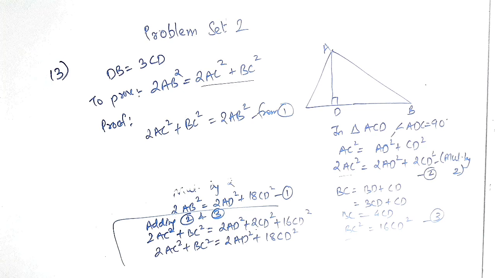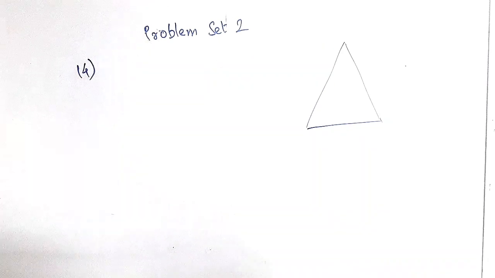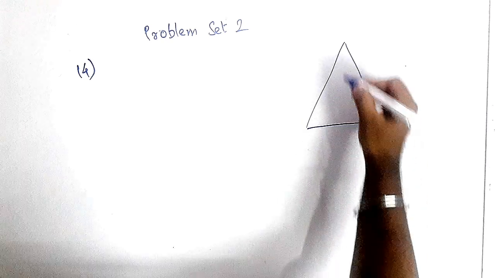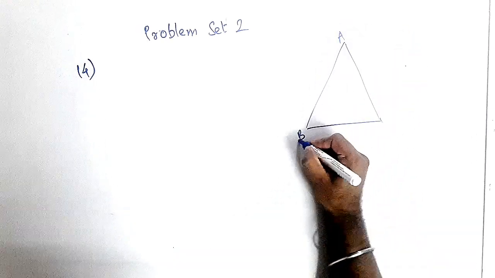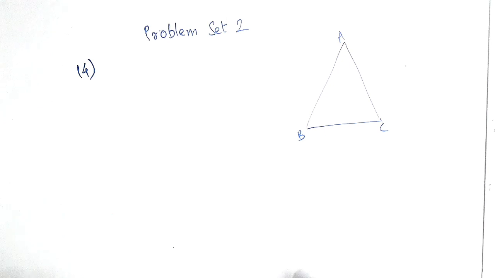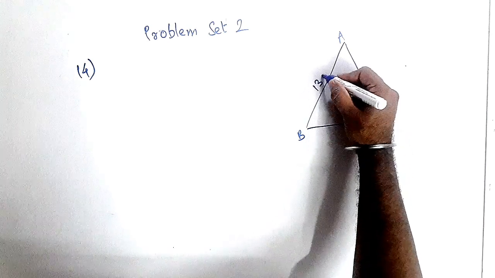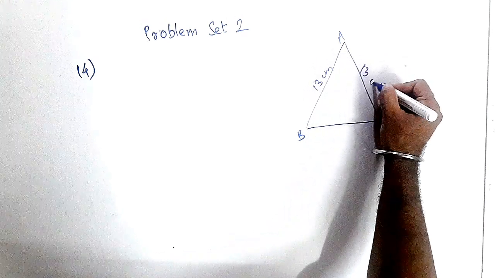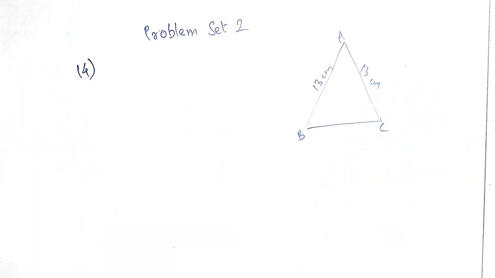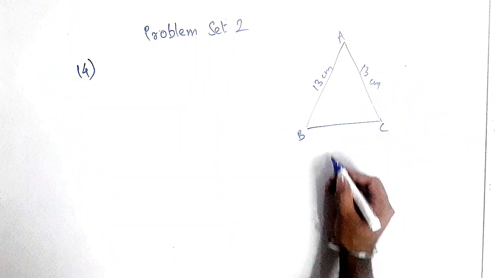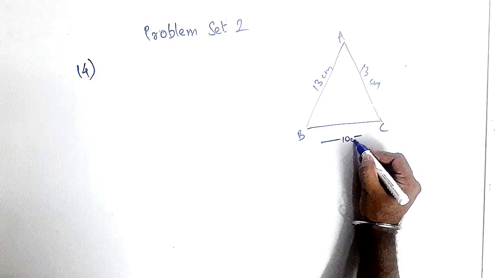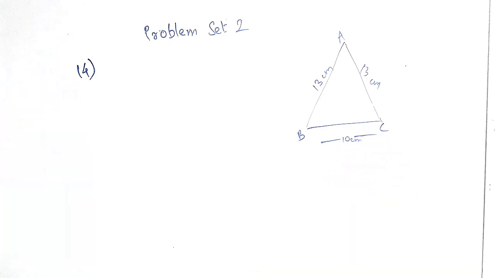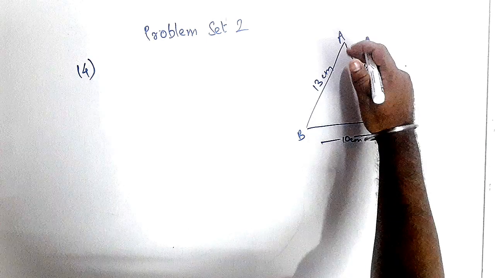Okay, let us move on to 14th one. The 14th one says that in an isosceles triangle, let this be an isosceles triangle ABC, the length of congruent sides is 13 centimeter, and its base is 10 centimeter. Find the distance between the vertex opposite the base and the centroid.